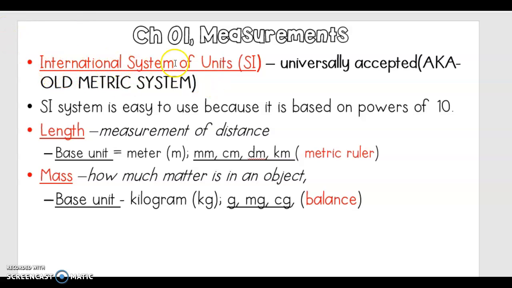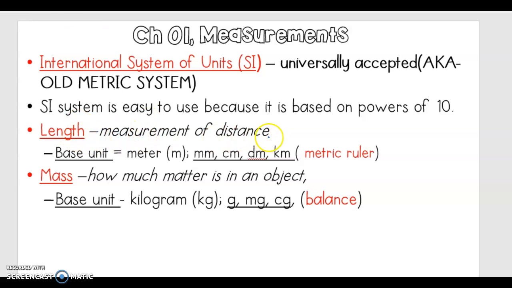In science, we use the International System of Units, which is called the SI unit or SI system, also known as the old metric system. So in this system, we are not using inches, yards, feet, or pounds. Instead, we would use meters, centimeters, grams, milligrams, centigrams, degrees Celsius. So in science, we are going to stick with the International System of Units, or the SI system, or the metric system.